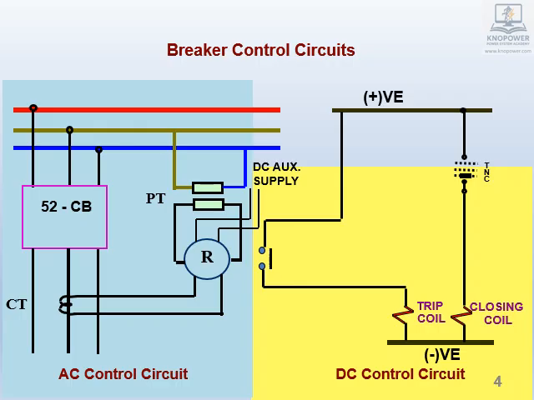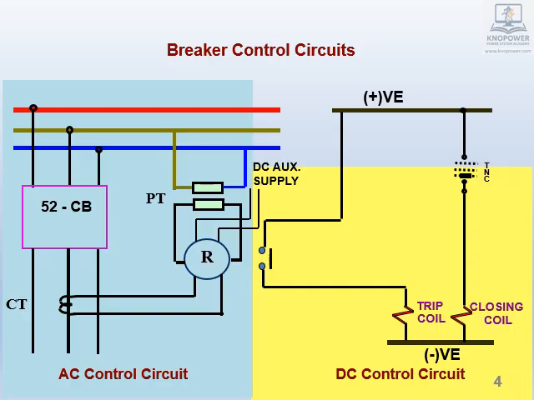In the previous slide, on-off control was through contactor. Here we will discuss circuit breaker. AC circuit is shown on left. DC control circuit is shown on right. Following are shown in AC circuit. Circuit breaker 52. Protective relay R, which gets input from CT and PT.